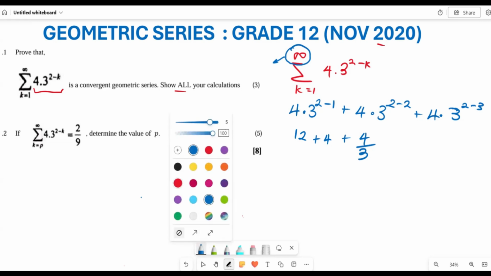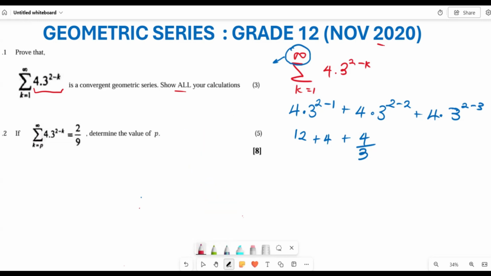Because here they want us to prove that this is a convergent series, right? So now we are going to come back and calculate the value of our r, right? For example, if you take the 4, the r is nothing but 4 divided by 12, right? And what are you getting here? Can you see this is same as 1 over 3. Now this is going to be 1 over 3.